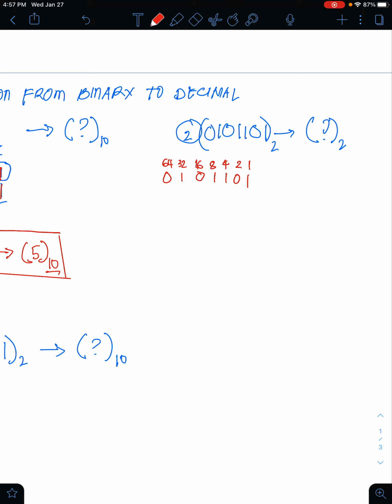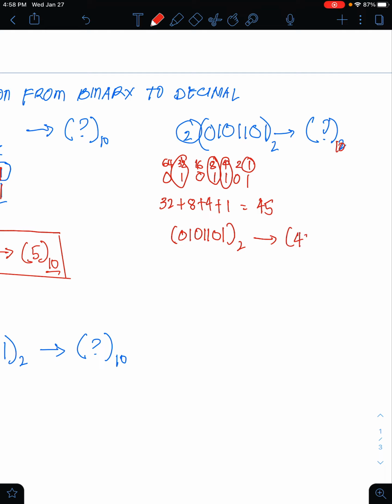Alright. So starting off with 32 plus 8 plus 4 plus 1. Okay, so which means that this is 40, 44, 45. So therefore, your final answer would be 0101101 base 2 is equal to 45, sorry, this would be base 10. 45 base 10. Now, do not forget to box your final answer.